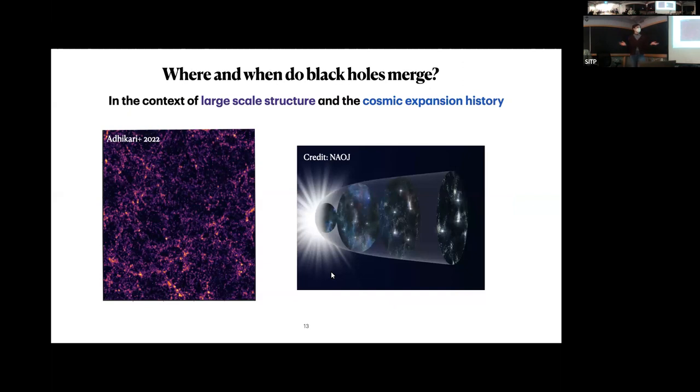Then, taking a step back, we also want to understand, and these gravitational wave observations are giving us a tool to understand, where and when do these black holes merge, and within the cosmological context of these mergers. So these black holes live in galaxies. We're able to observe these black holes out to great distances and look back in time. We can start to think about what kind of galaxies they live in. Also, as I'll talk about later, these black holes can actually trace the cosmic expansion. So they can serve as useful probes of cosmology.